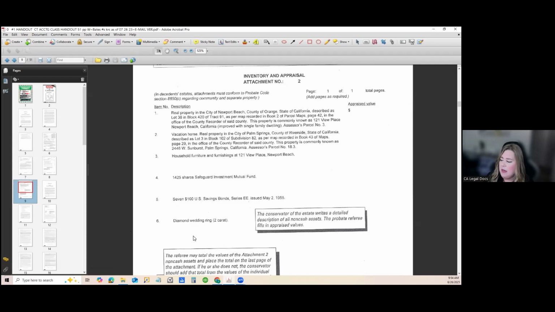Lastly, diamond wedding ring. A lot of people ask me, why is this important?